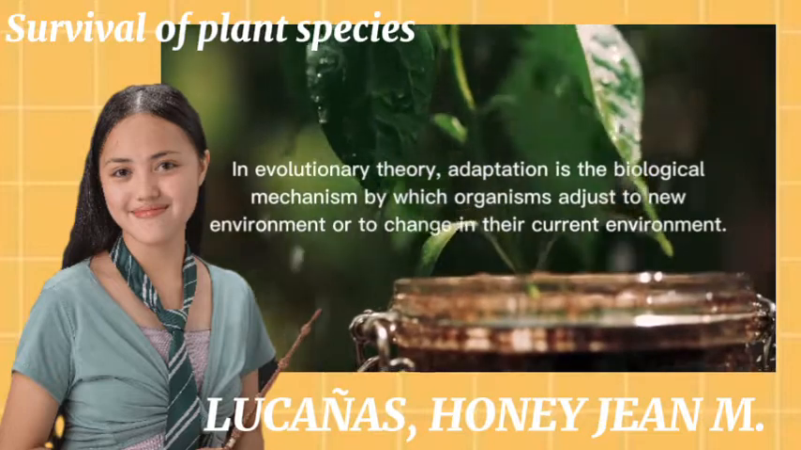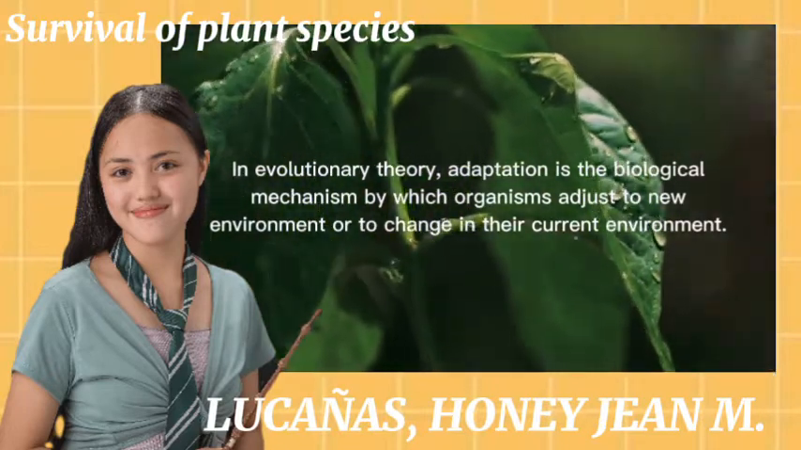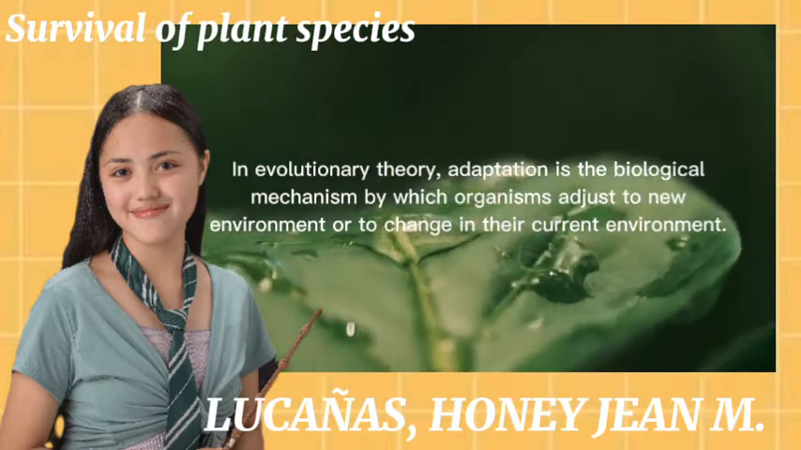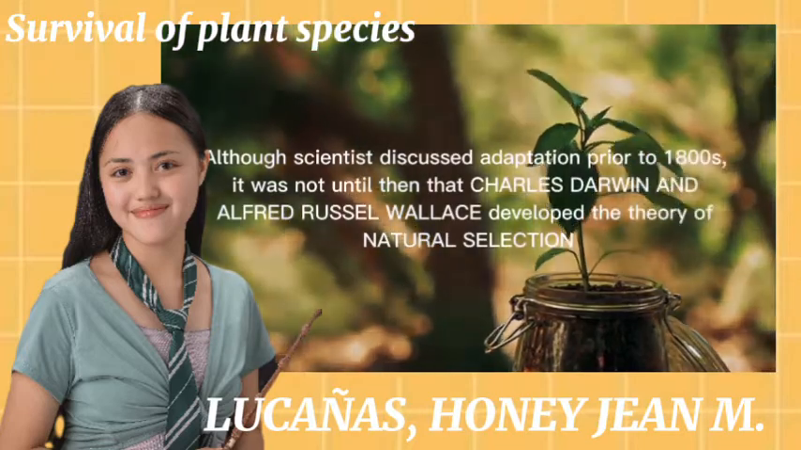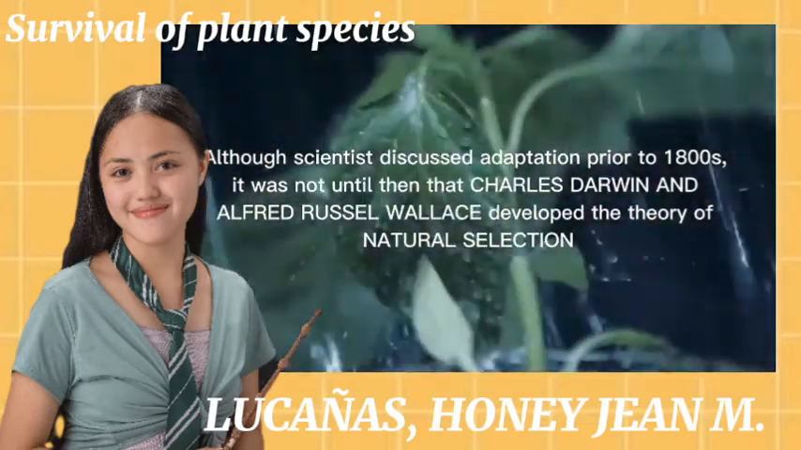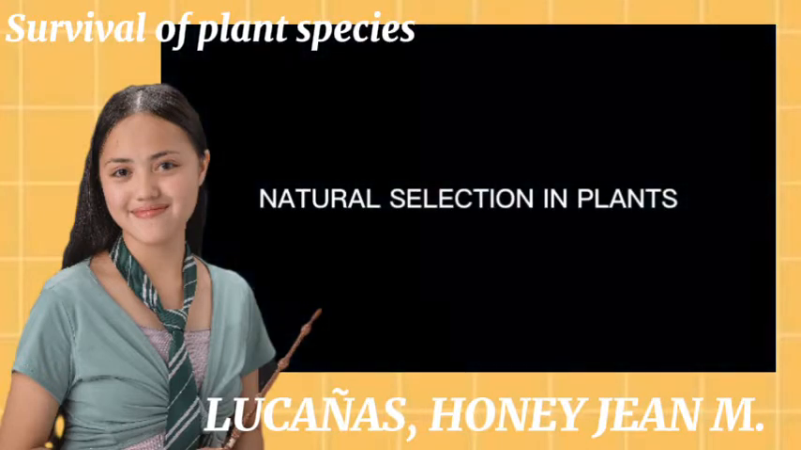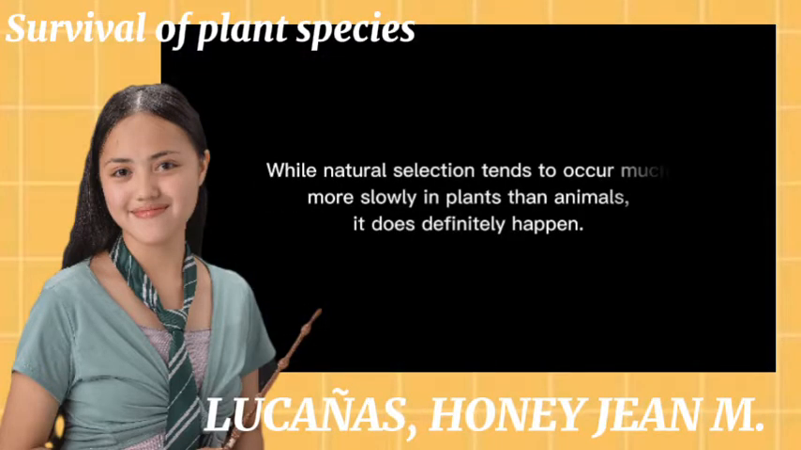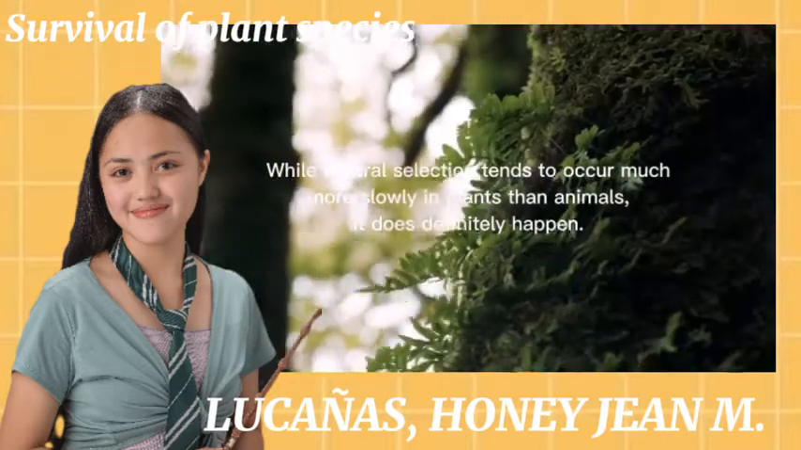In evolutionary theory, adaptation is the biological mechanism by which organisms adjust to new environments or to changes in their current environment. Although scientists discussed adaptation prior to the 1800s, it was not until then that Charles Darwin and Alfred Russel Wallace developed the theory of natural selection. Natural selection in plants. While natural selection tends to occur much more slowly in plants than animals, it does definitely happen.